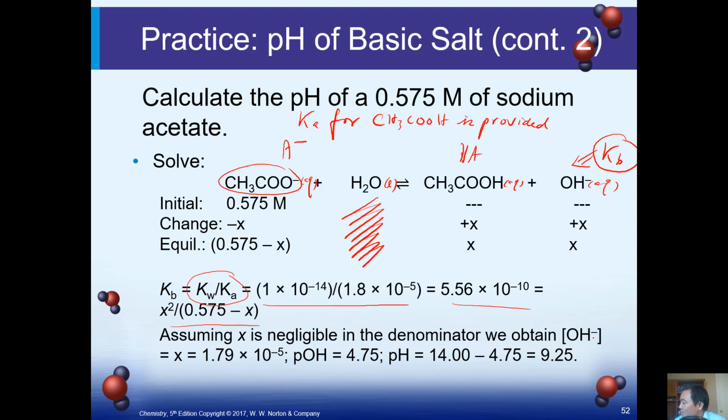That's exactly how you do it. Do remember, this is a base. So after you do the calculation of x, that corresponds to the OH minus concentration. So you do pOH first, then pH is 14 minus pOH. So you have the pH calculated, which is 9.25, greater than 7, which makes sense for sodium acetate because we analyzed this to serve as a base, right? So you expect the pH to be greater than 7 at 25 degrees C.